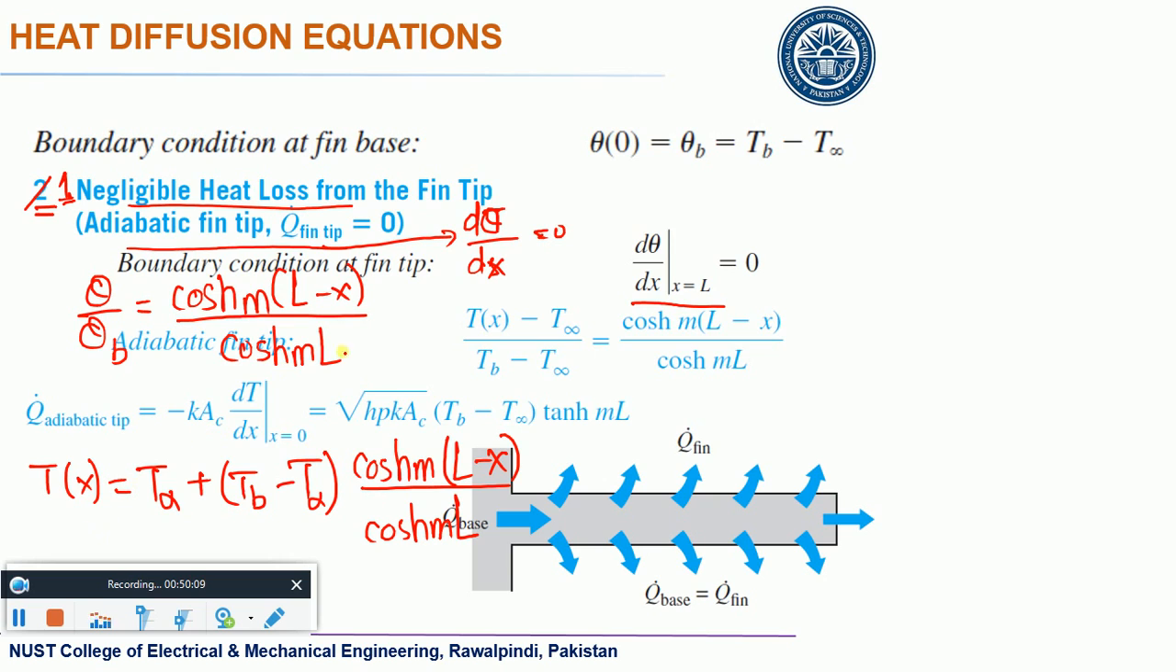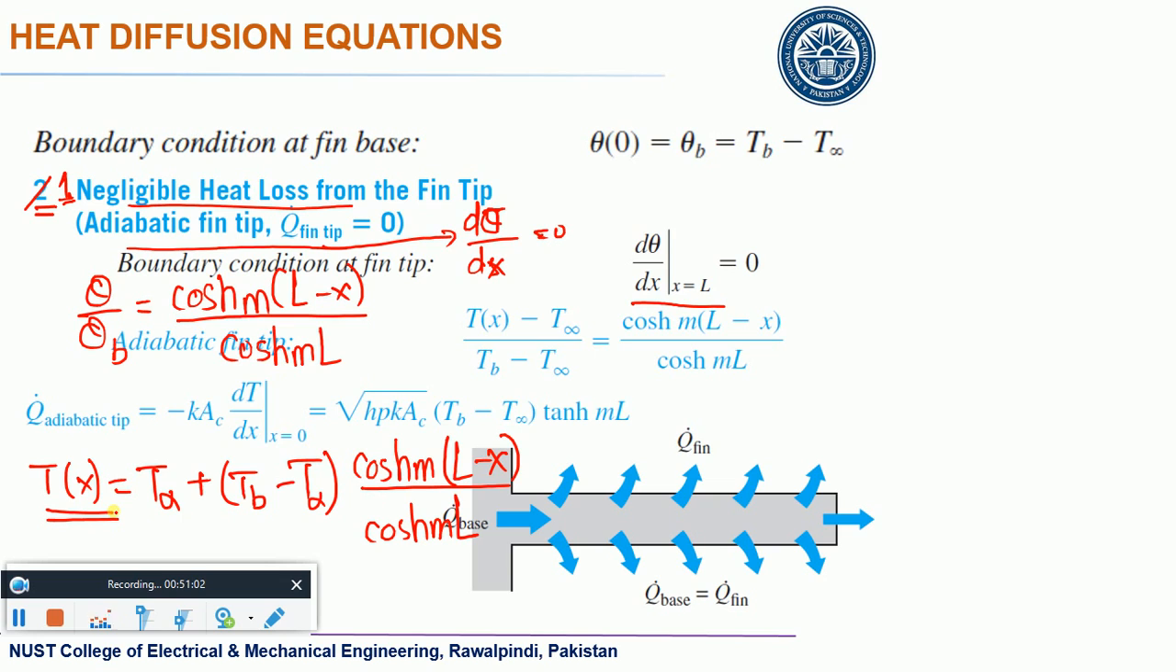So this is T of x for a fin where the base is at the wall temperature and your tip is adiabatic. And the temperature profile is following what? Cosine hyperbolic form. And how is this cosine hyperbolic coming in? You remember those expressions, the relation between cosh and exponential functions? You can represent cosh as some combination of exponent x plus exponent minus x divided by 2, right? So you can always simplify those expressions, that is where cosh is coming from. Euler form or something like that, okay? But anyway, this is just the simplification.